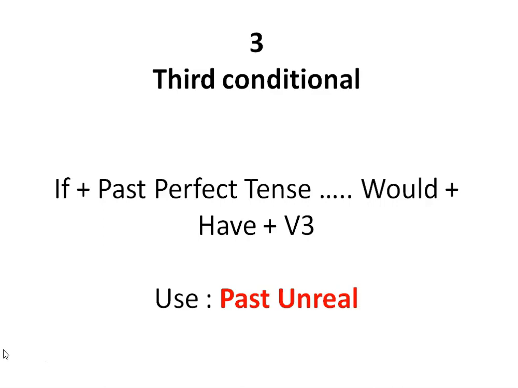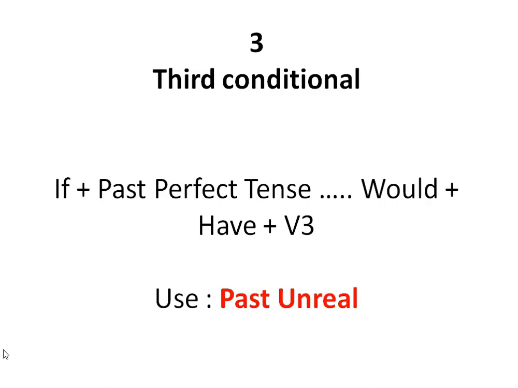So this is the pattern. I would like to remind you once again, the pattern is if plus past perfect, and the consequence, the result will have would plus have plus V3. V3 is the third form of a verb, that is V1, V2, V3. For instance, buy, bought, bought is the V3. Go, went, gone, gone is the V3. Speak, spoke, spoken, spoken is the V3. So we need to remember the V3 quickly so that we can use it in daily conversations.